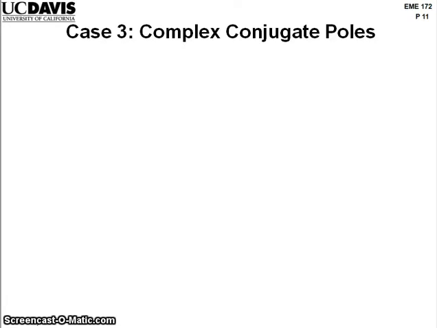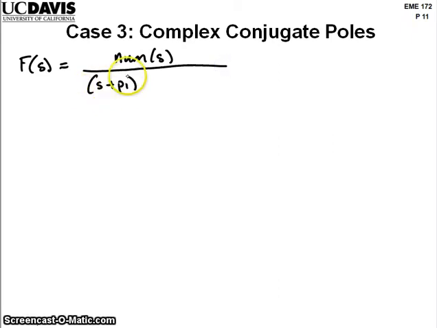Okay, so the last case of partial fraction expansion is for a Laplace transform that has complex conjugate poles. And I wrote this like this before: numerator of s over s plus p1, times, and the way I wrote it, I guess, was s plus sigma minus j omega times s plus sigma plus j omega. Okay, and I'm going to rewrite that one other slightly different way.